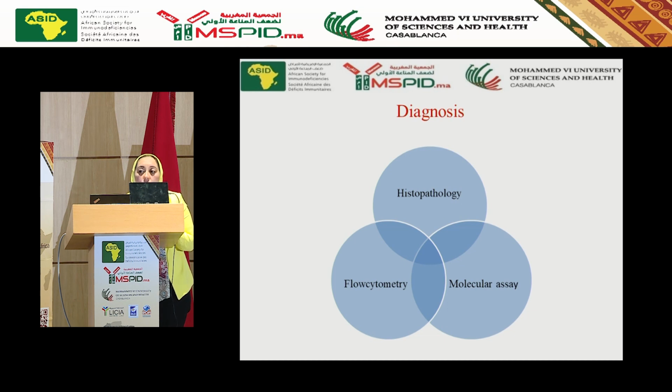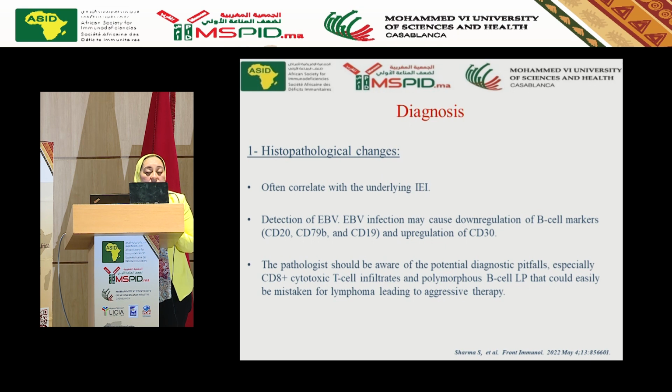Coming to the diagnosis, it is done through histopathology assessment, flow cytometry, and then molecular assay. Histopathology is really tricky because it correlates with the underlying immune deficiency, and the pathologist should be very meticulous in the diagnosis because there are pitfalls that unfortunately lead them to diagnose these patients with lymphoma. They start chemotherapy, but the patients don't actually have lymphoma. We had a couple of patients who went through this path, and they got chemotoxicity from the chemotherapy, and they turned out not to have lymphoma.